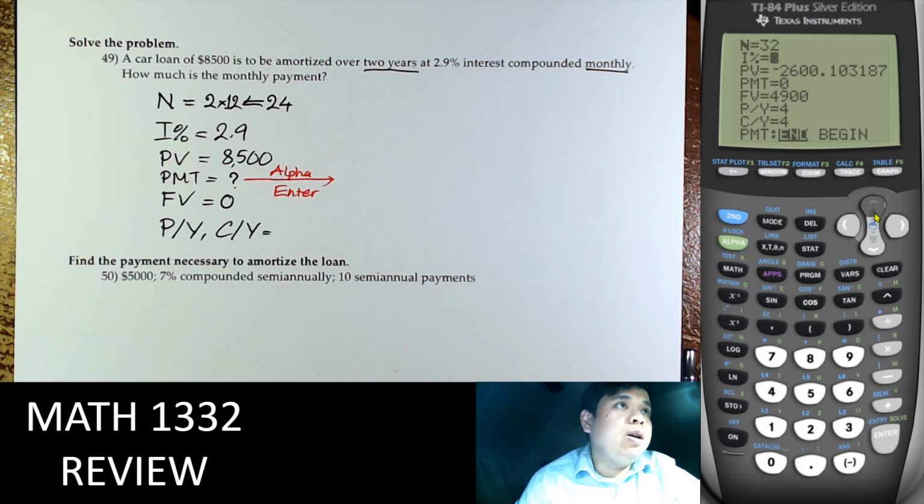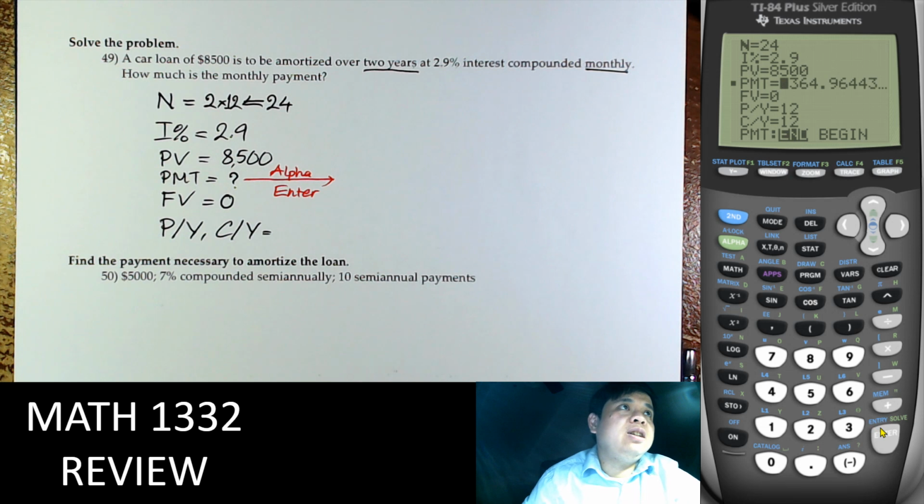So 2 times 12, interest rate 2.9, 8,500, future value 0, and this is monthly, so 12 times a year. Payment, alpha, enter. So we have to make a payment of 264.96.